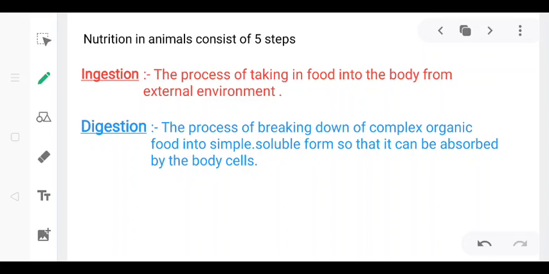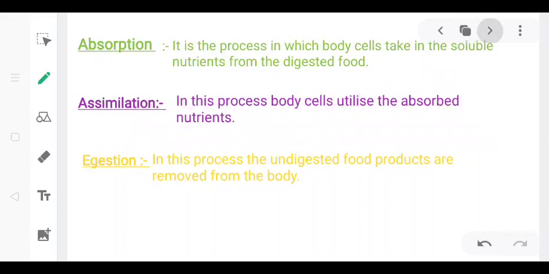Next is digestion. Digestion is the process of breaking down complex food material into a simple soluble form so that the body can absorb it. Whatever we are eating, like carbohydrates, proteins, and fats, is so complex that our body cannot absorb these substances. So we need to break it down first, and that process is known as digestion. Certain chemical substances and enzymes help in the breaking down of this complex food.